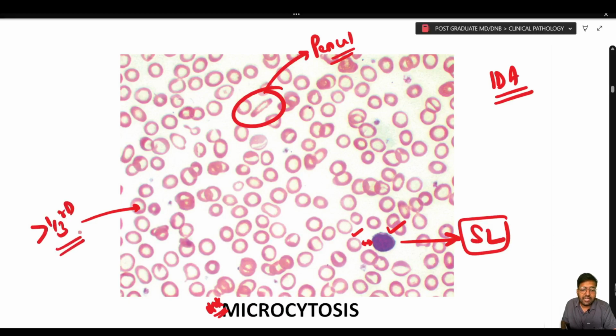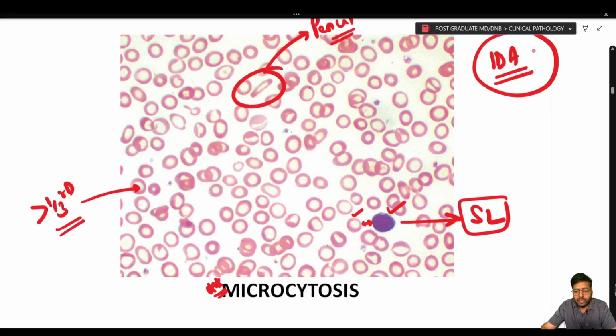Actually in this slide we are seeing both microcytosis as well as hypochromia. So this is a microcytic hypochromic slide. Usually they are very much indicative of iron deficiency anemia. Absolutely, you will have to carry out further investigations to confirm the idea, but this is a classical picture of microcytosis along with hypochromia.